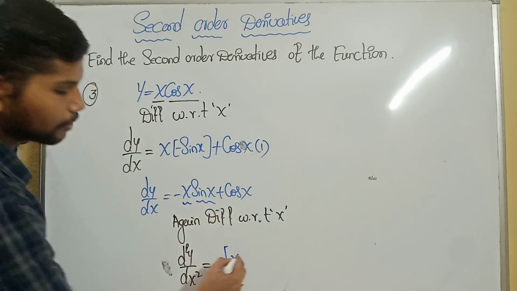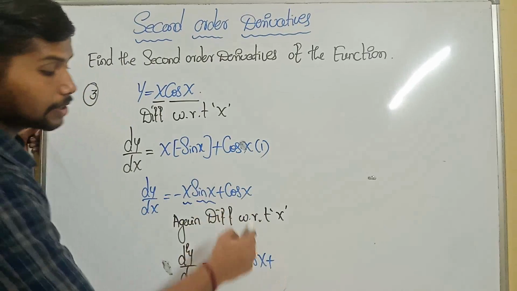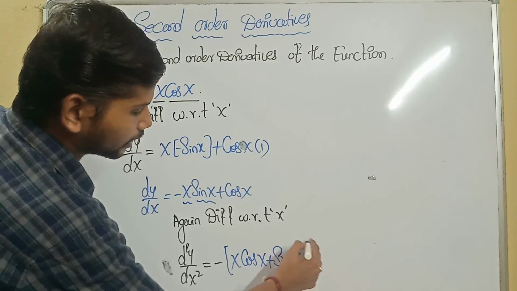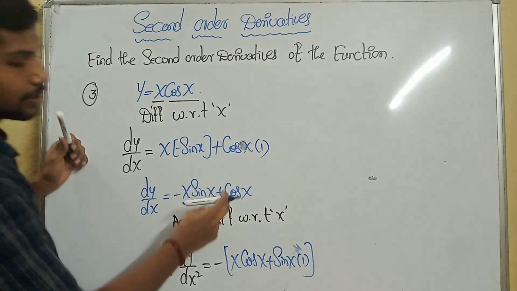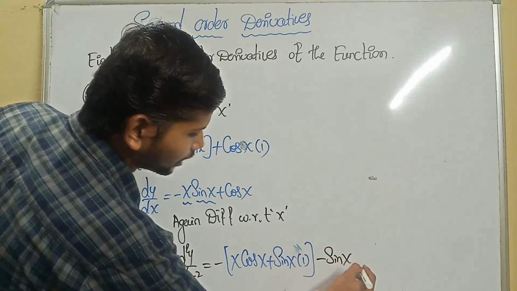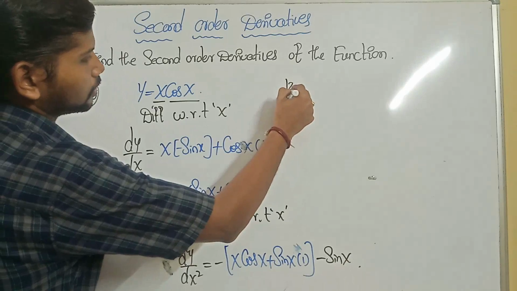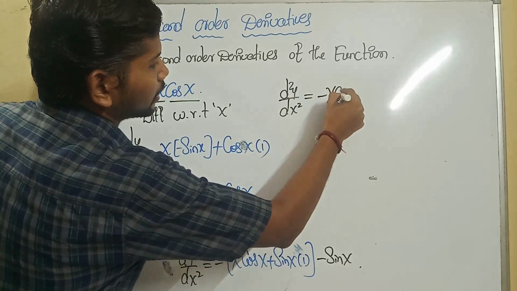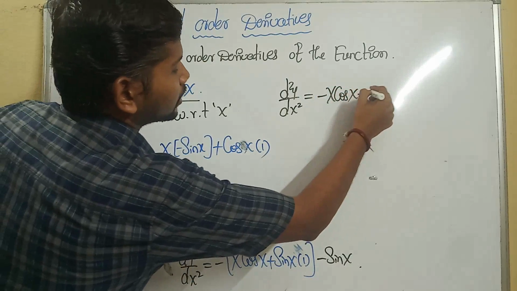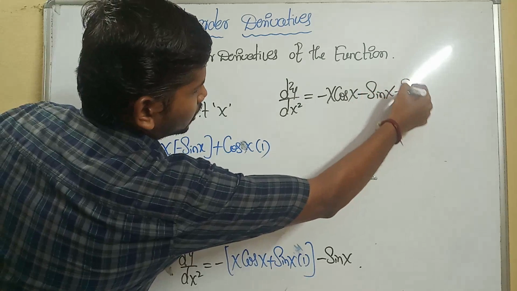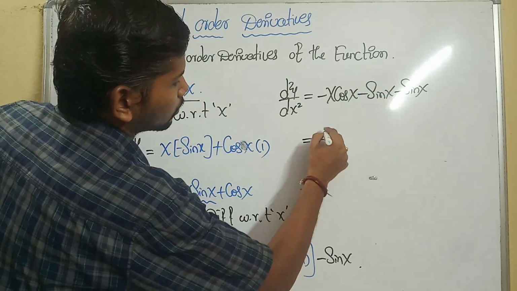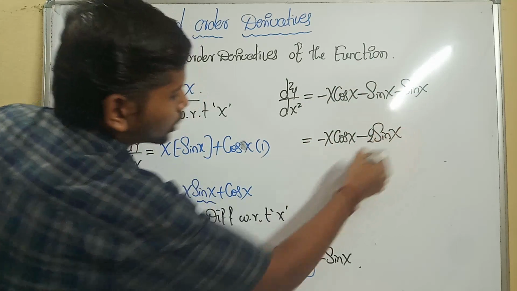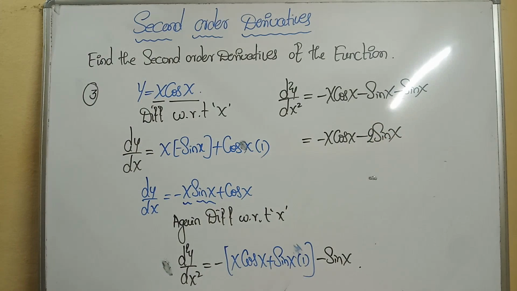x as it is, sin x derivative will be cos x, plus sin x as it is. What is x with respect to x? It is 1. Now the derivative of cos x is minus sin x. I'll write the simplified step. d square y by dx square is equal to minus x cos x, minus sin x, again minus sin x outside. The answer will be minus x cos x minus sin x minus 2 sin x. I think you understood the part.